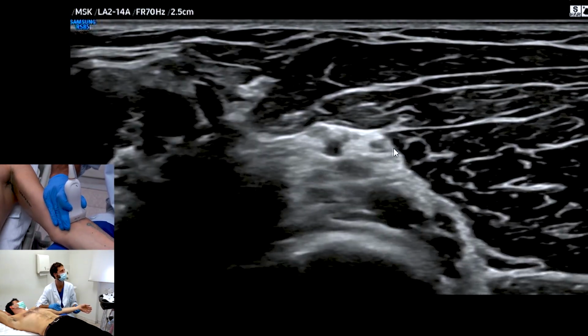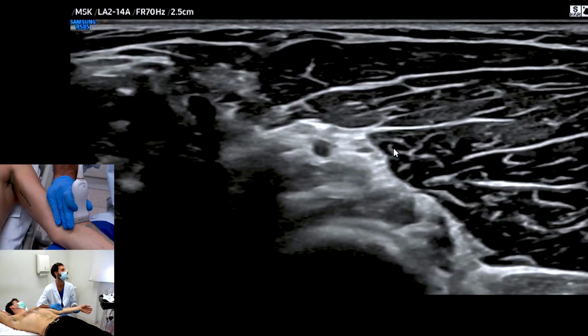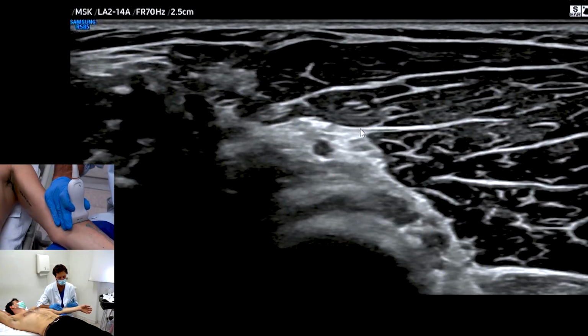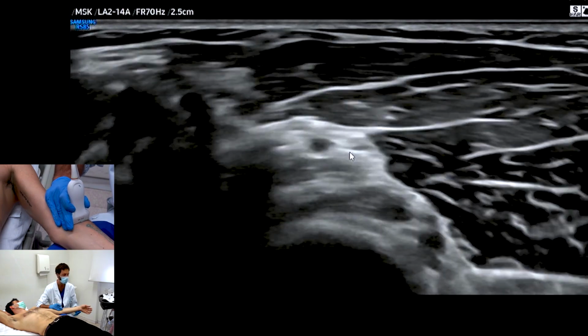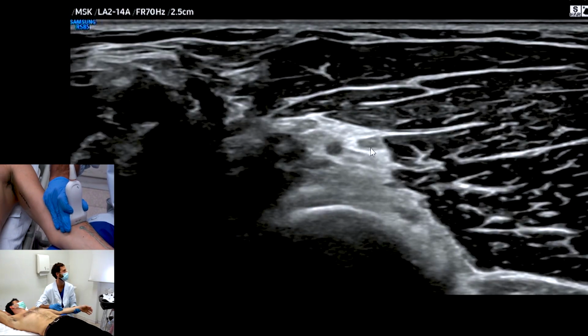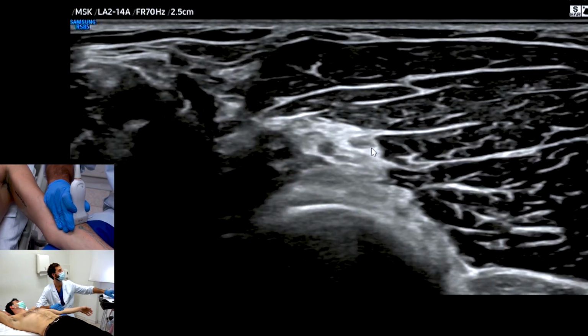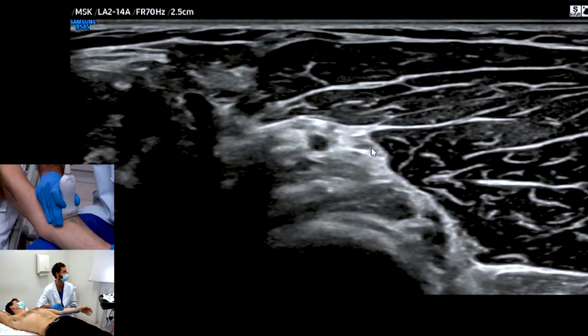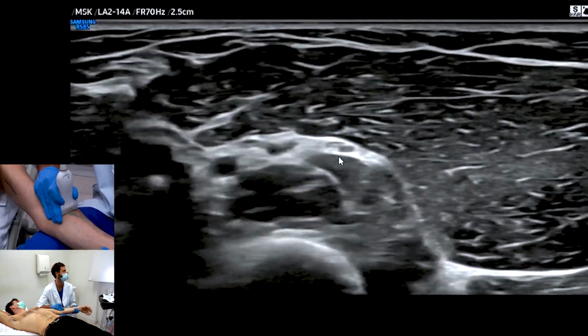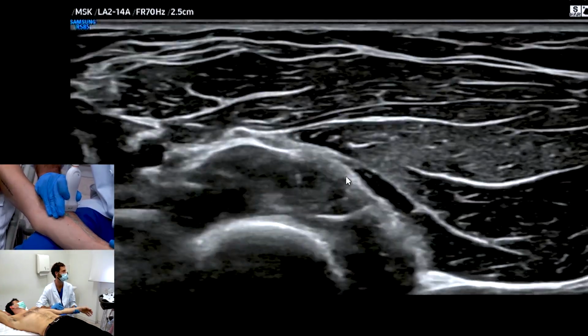and provides motor supply to the posterior compartment of the forearm and shifts gradually toward the posterior compartment, penetrating, as you can see in this image, the supinator muscle.